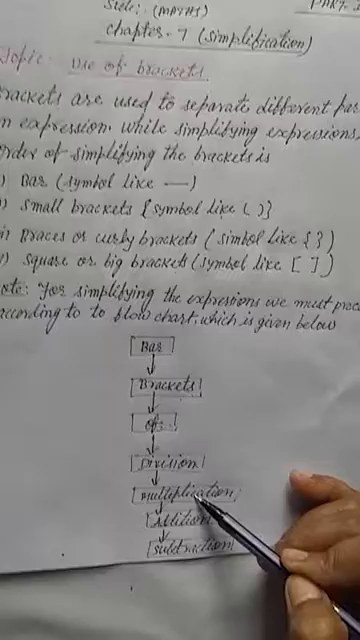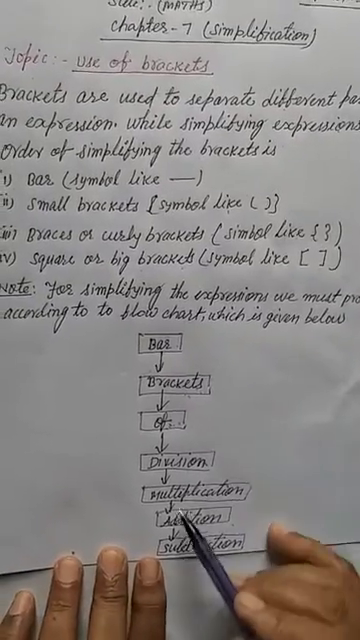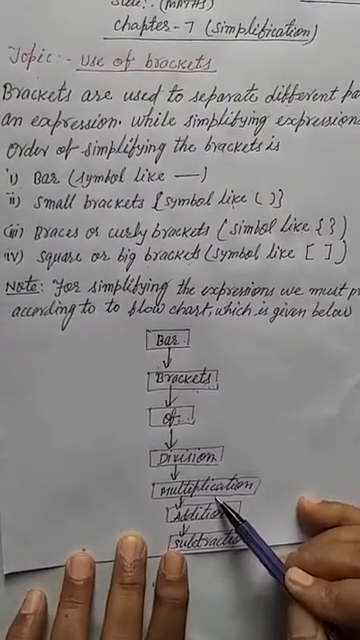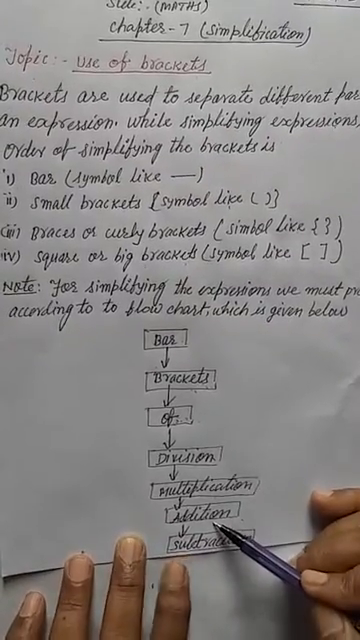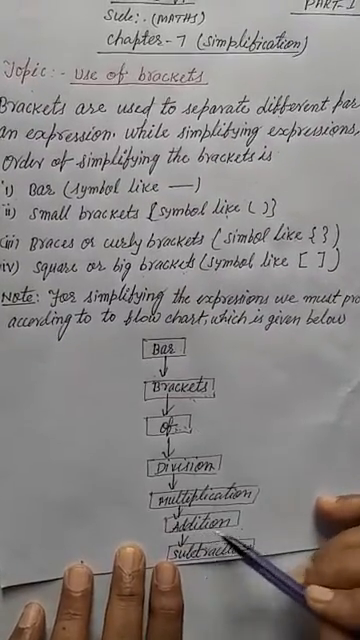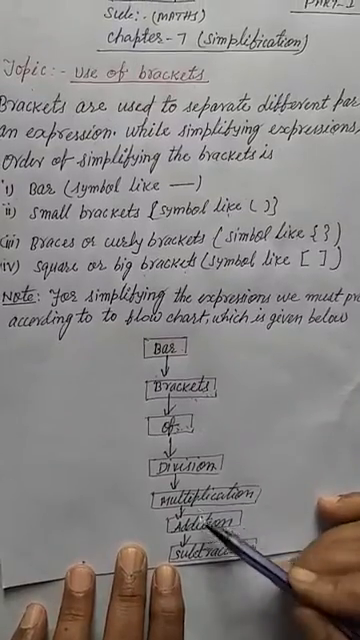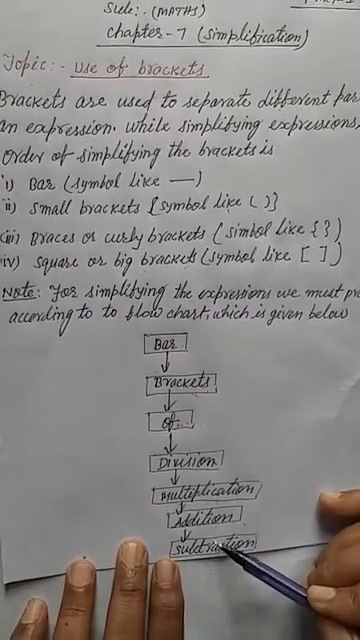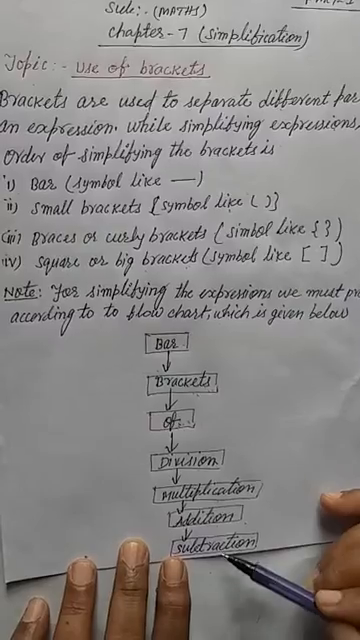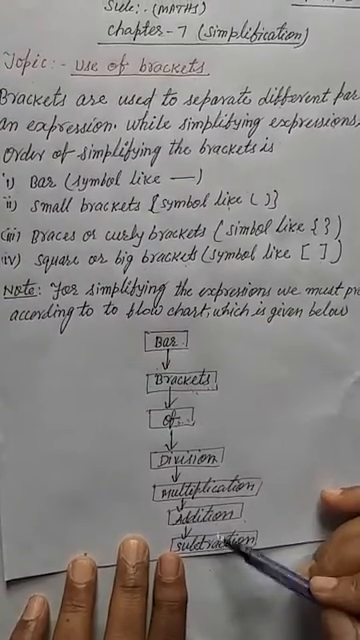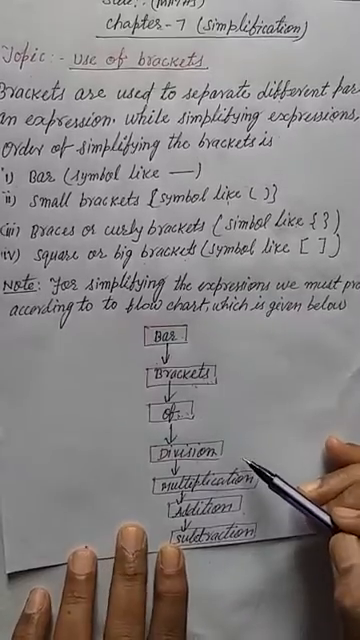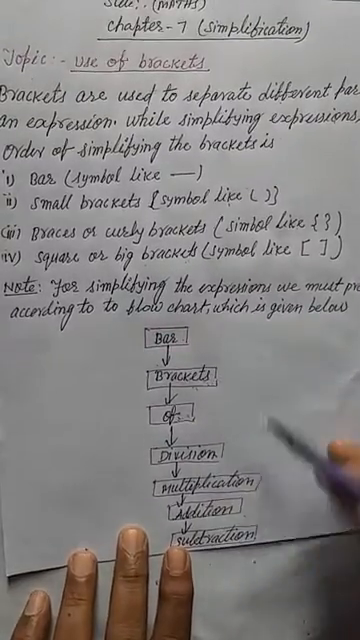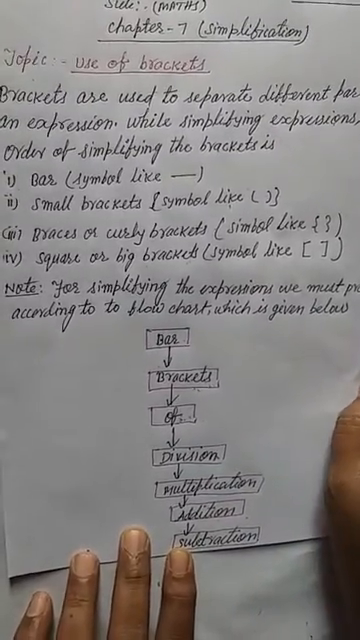Okay, so after division we do the multiplication part, and then after multiplication we have to do the addition part. And now the last one is subtraction. After addition we have to solve subtraction last. Now this flow chart I am going to use for the one question I am doing on the basis of this. Now let's see the question.